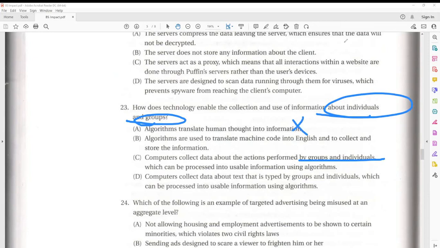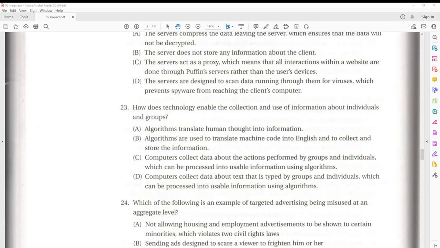There's no group, no people, no human. B, algorithm used to translate machine code. No human, no group, no people. So that's wrong. Here you must know it is actually user information about people. Individual and group just mean people. You must look at the keyword.